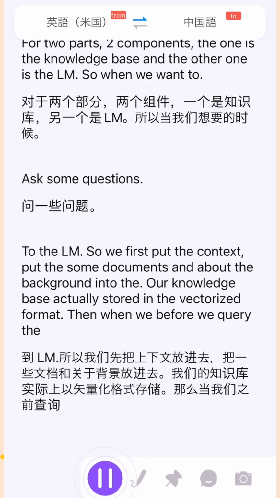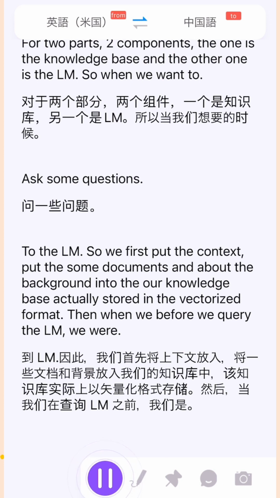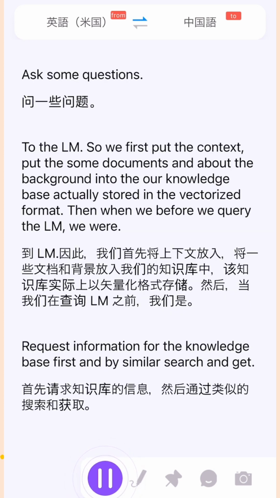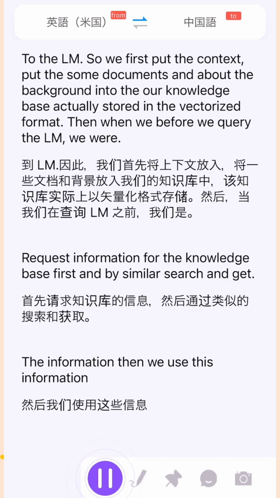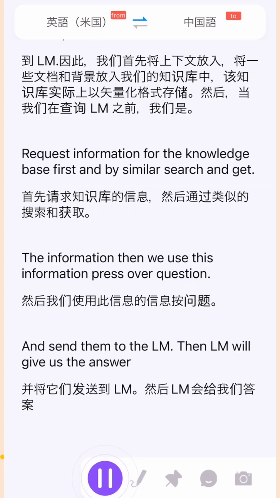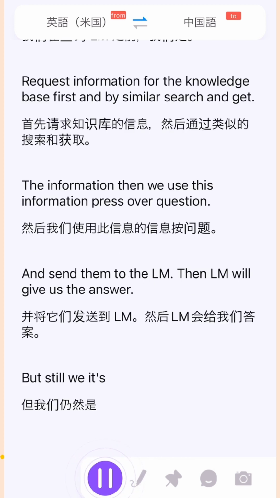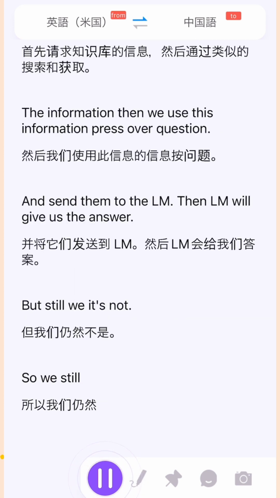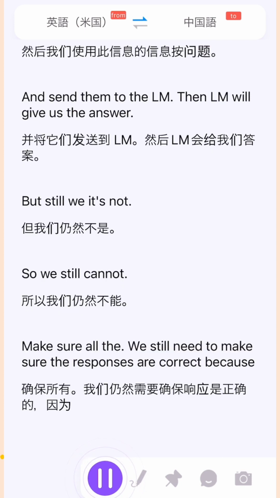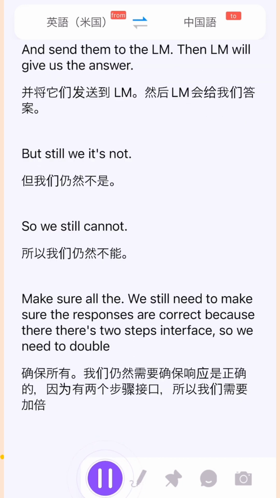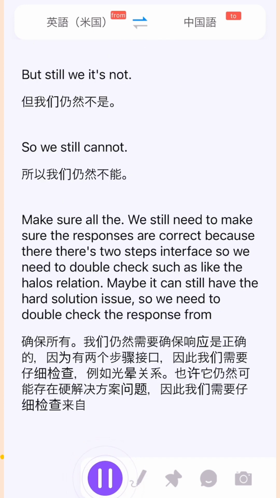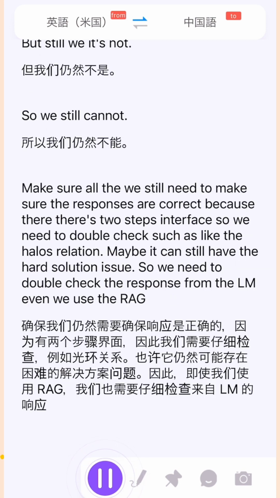Then, before we query the LLM, we request information from the knowledge base first, using similarity search to get the information. Then we use this information plus our question and send them to the LLM, and the LLM will give us the answer. But we still need to make sure the responses are correct, because there are two steps involved, so we need to double check, such as for hallucination. Maybe it can still have the hallucination issue, so we need to double check the response from the LLM even if we use the RAG solution.